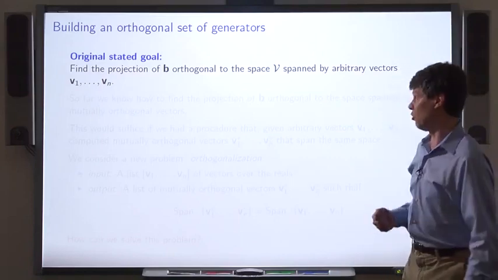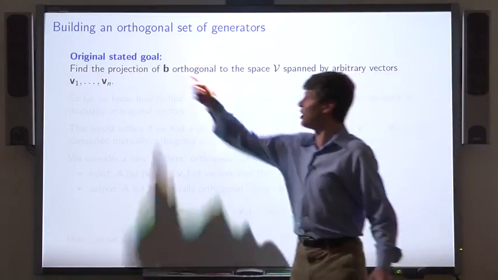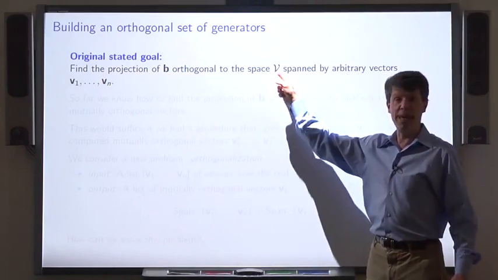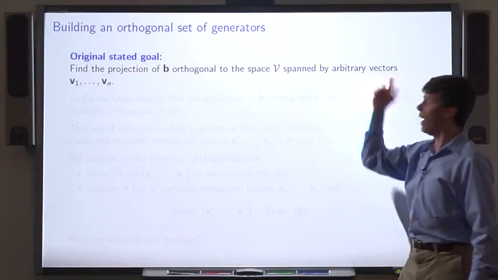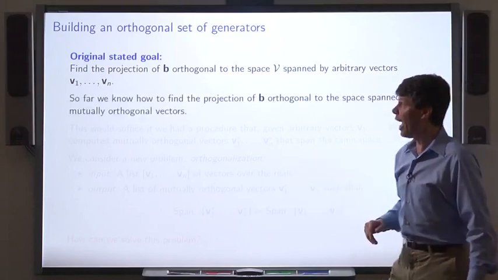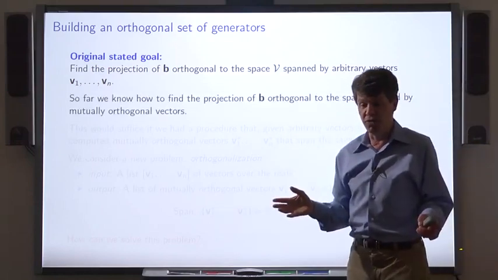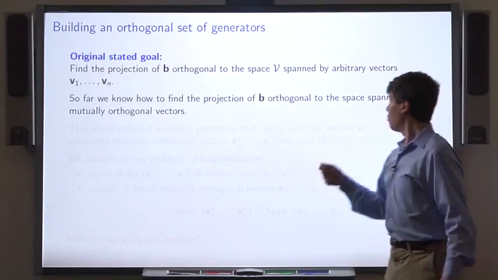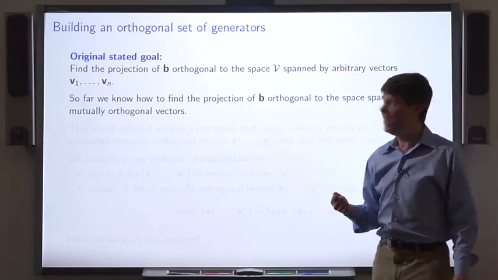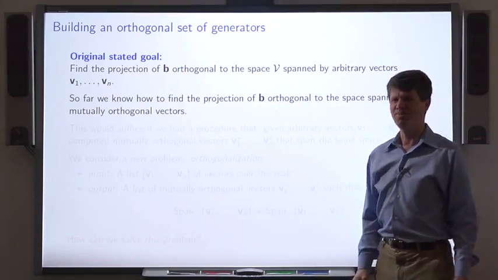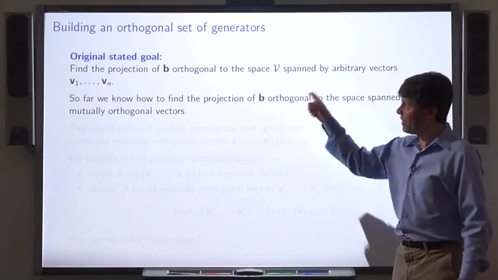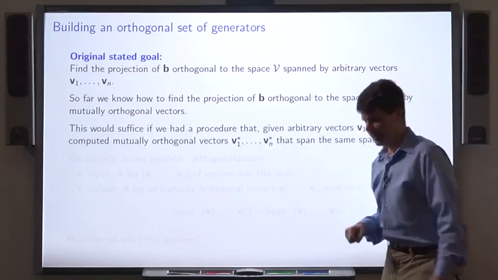And recall our original goal was to find the projection of a vector b orthogonal to a vector space V spanned by some arbitrary vectors. And all we've been able to do so far using project_orthogonal is find the projection of b orthogonal to the space spanned by mutually orthogonal vectors. So how are we going to go about solving this original problem?